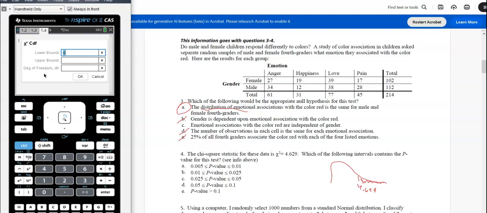And so the lower bound is 4.629, upper bound is infinity, and degrees of freedom. See the info above. So there are 4 categories. So categories minus 1 times rows minus 1. So 4 minus 1 is 3. 2 minus 1 is 1. So 3 times 1 is 3. So I think it would be 3 there. And we get 0.201, so greater than 0.1, so we think it's going to be E.